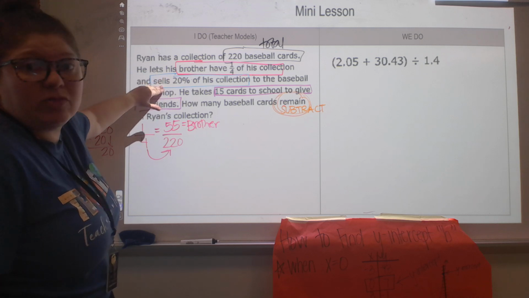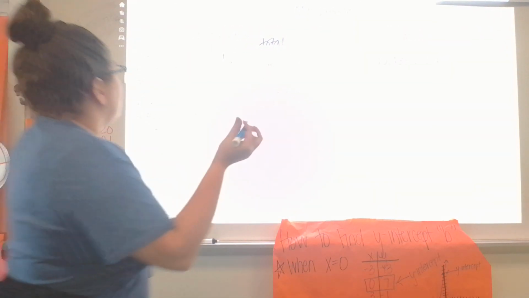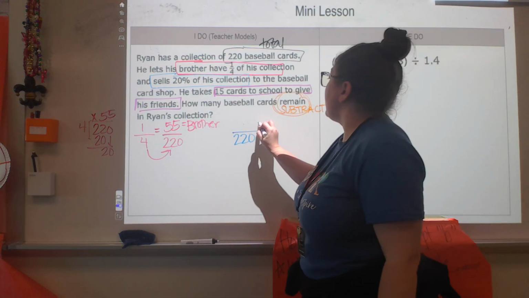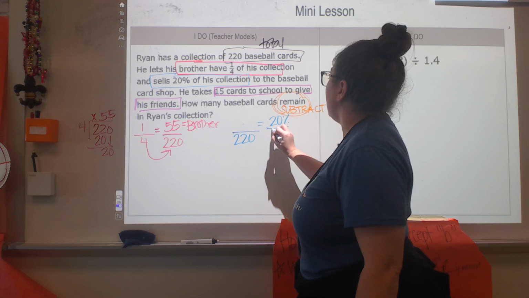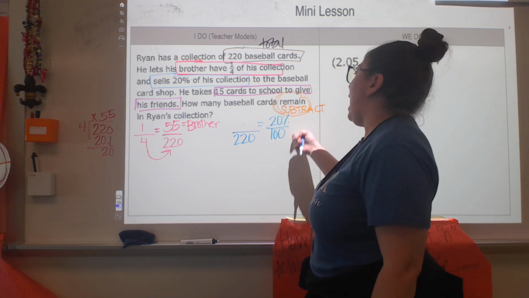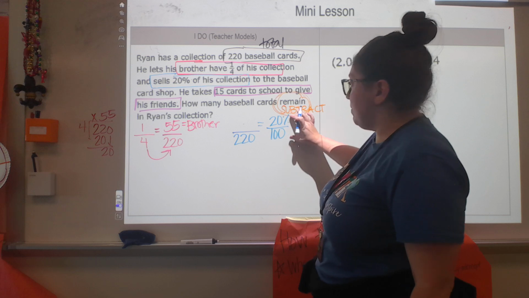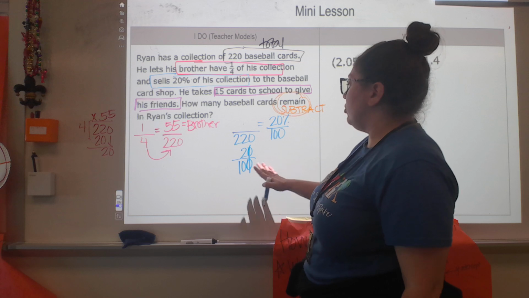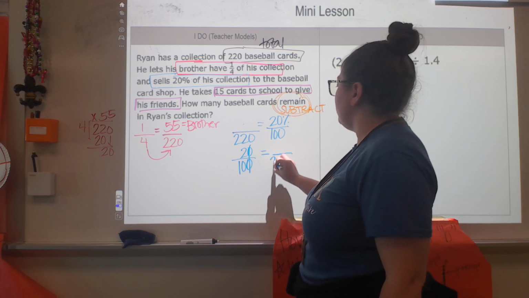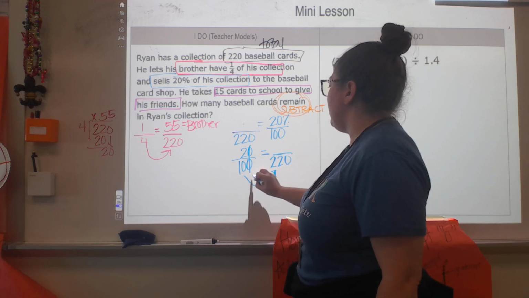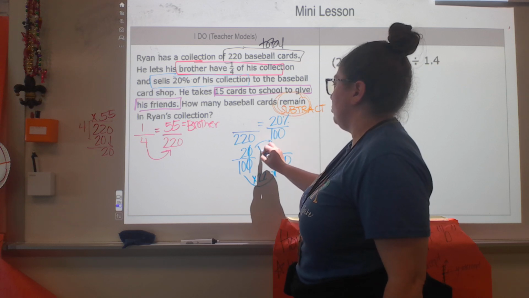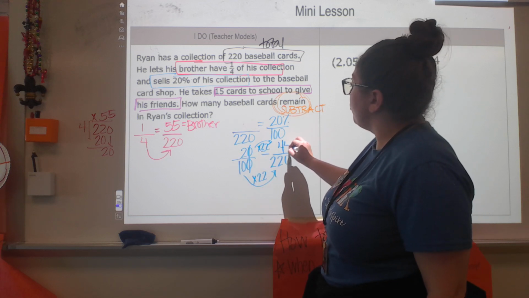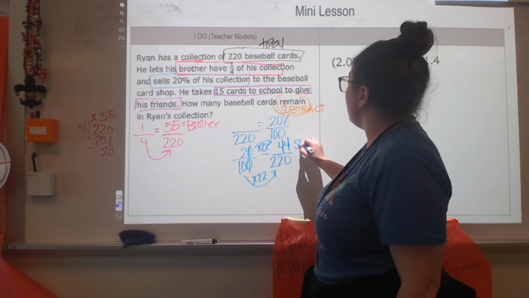All right, now let's talk about how much he sold. So we know we have 220 as my total, and we have 20%. 20% is out of 100, okay? I can simplify my percent, so divide by 10. So how do I get from 10 to 220? Well, I can multiply that by 22. With me so far? Okay, 2 times 22 gives me 44. So we know that he sold 44.